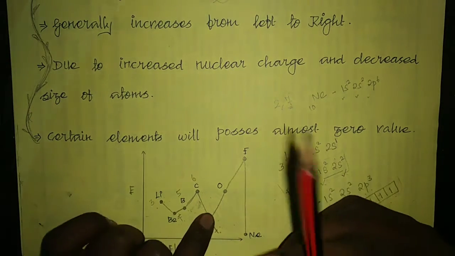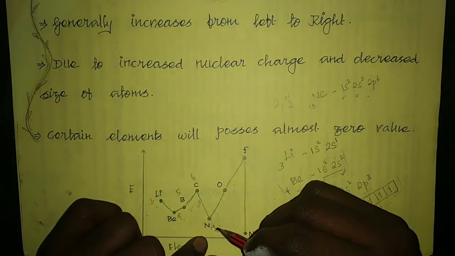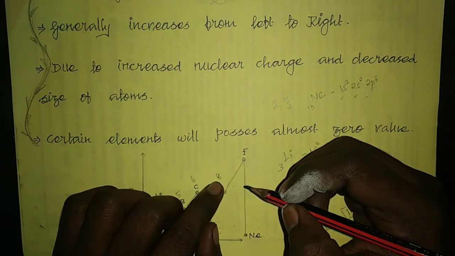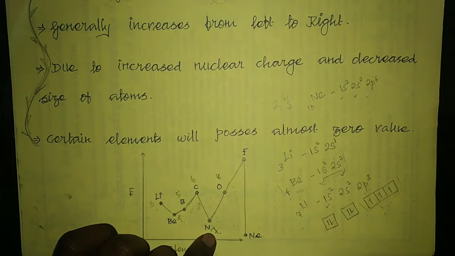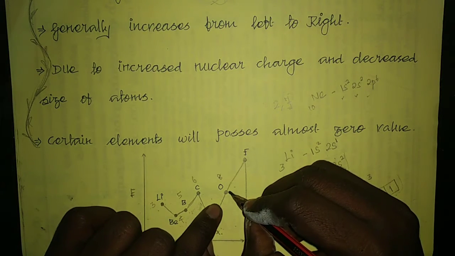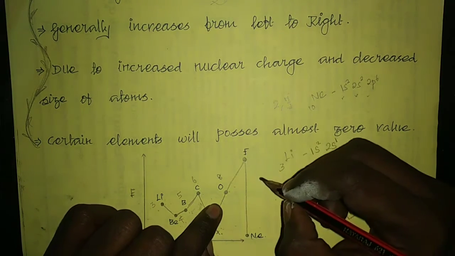Okay, then come to oxygen atom. Compared to nitrogen, oxygen's nuclear charge is greater. It has the atomic number 8. Nitrogen has the atomic number 7. So compared to nitrogen, oxygen has higher nuclear charge, and due to this higher nuclear charge, its electron affinity will be high. Okay, then come to fluorine.